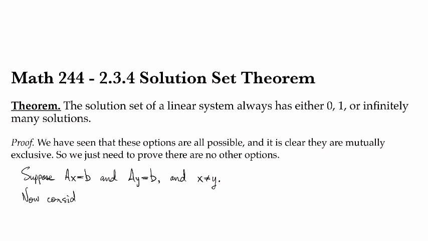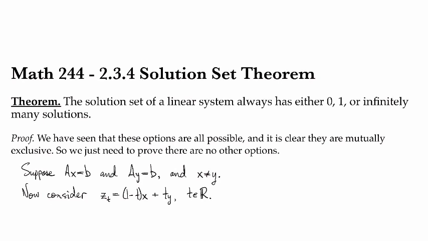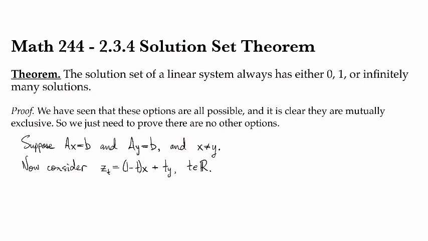Okay. So let's see. Now let's consider a linear combination. We'll take z to be a linear combination of x and y. And it's going to be (1 minus t) times x and t times y added together, where t is any real number that you like. Okay, and so let's actually call this z sub t, since it depends on t.